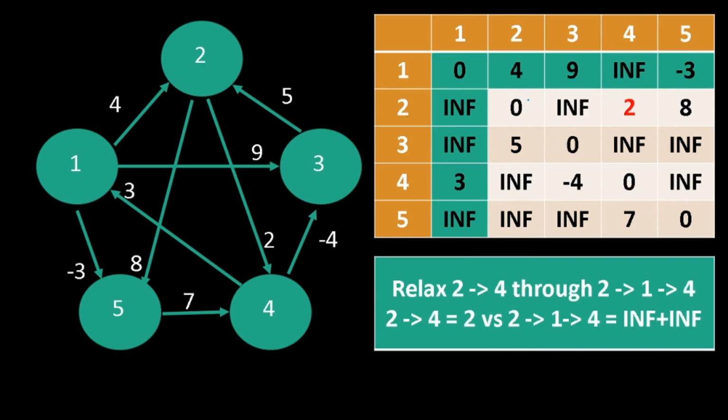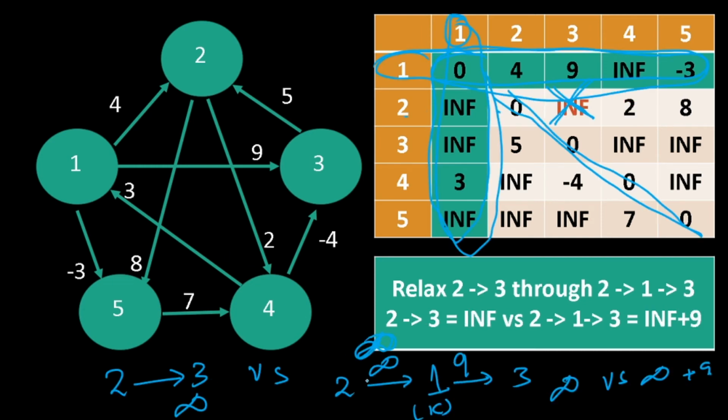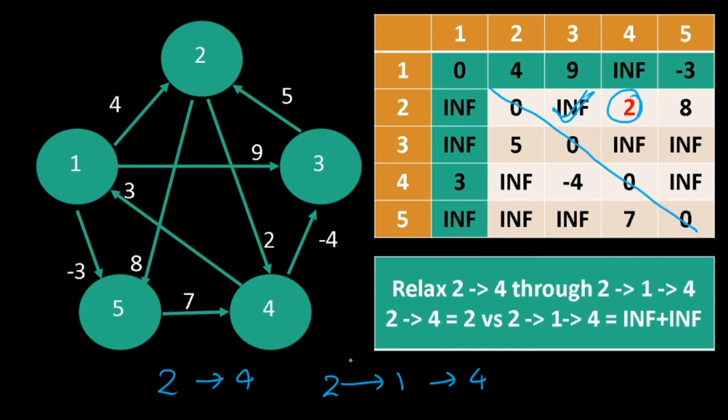Next, we didn't bother about this particular diagonal. We tried to relax this and failed. So we will now look at this one, 2 to 4. We'll need to do a comparison with 2 to 1 and 1 to 4. But observe, we already determined that 2 to 1 is infinity. So we don't even need to bother to relax, because we know that 2 to 1 will be infinity. In fact, it is infinity. So it's pointless. So in fact, we can skip this entire row.